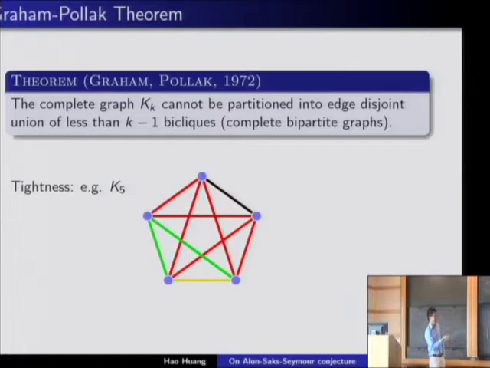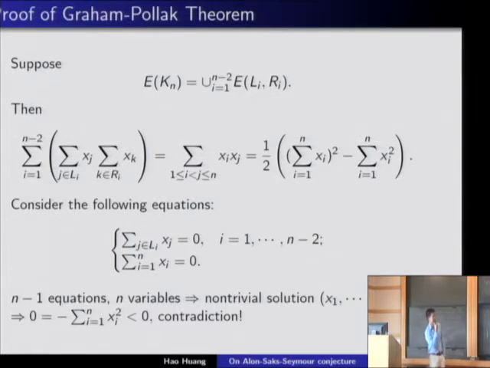There are several proofs of this, and one of my favorite proofs is due to Peck. It's actually very short, I can explain it in one slide. So now let's prove it by contradiction. Suppose we can partition the edges of the complete graph on n vertices into fewer than n minus 1, so n minus 2, bicliques.